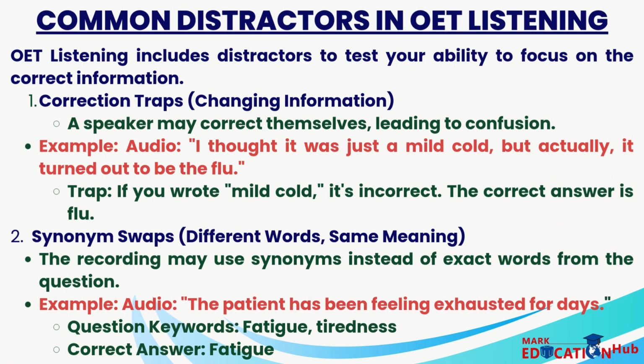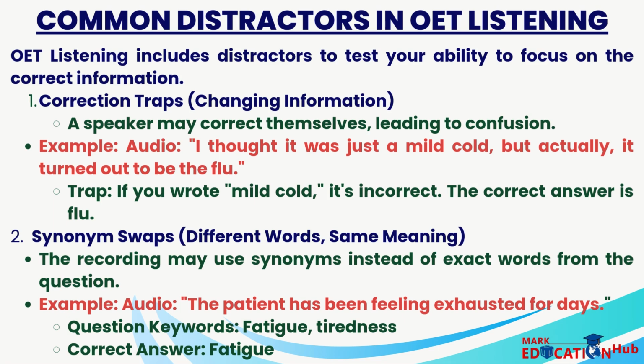In OET listening, distractors are designed to test your ability to focus on the correct details and avoid common mistakes. One key trap is correction, where a speaker changes what they originally said. For example, if you hear, "I thought it was just a mild cold, but actually it turned out to be the flu," the initial mention of cold is misleading. The correct answer is flu.